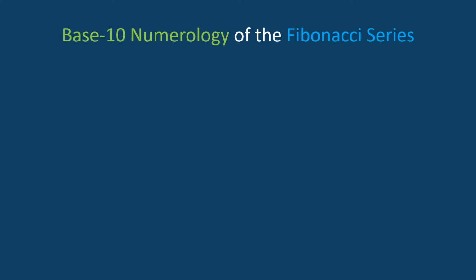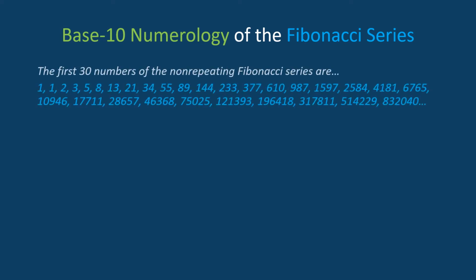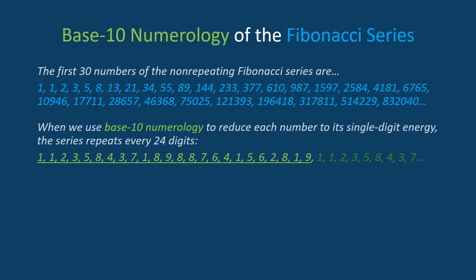Let's begin by examining the base 10 numerology of the Fibonacci series. Here I've listed in blue the first 30 numbers of that series, again with each number being the sum of the 2 before. Now, although the numbers in the Fibonacci series itself never repeat, a repeating pattern does emerge when we use base 10 numerology to reduce each number to its fundamental single-digit energy, reducing simply meaning adding multiple digits to get a single digit. Because the first 6 numbers, 1, 1, 2, 3, 5, 8 are already single digits, they remain the same in numerology.